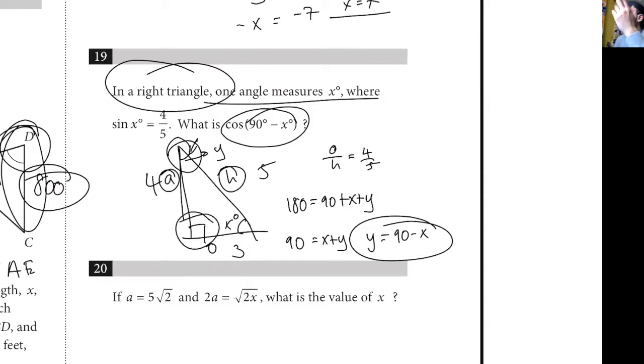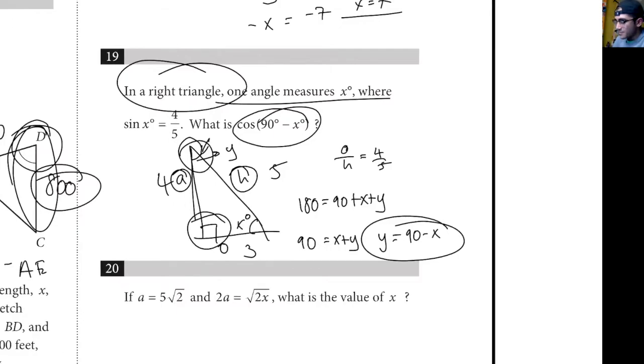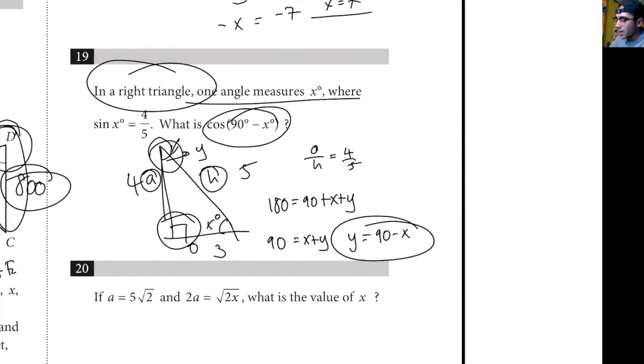Yeah. If they're going to give you the cosine of 90 minus x, that's basically sine x. Yeah, that's basically it, guys. But yeah, ka or cosine of 90 minus x will equal 4 over 5.